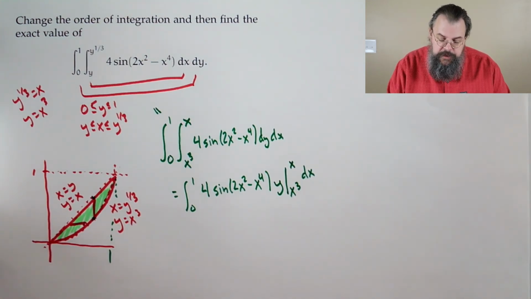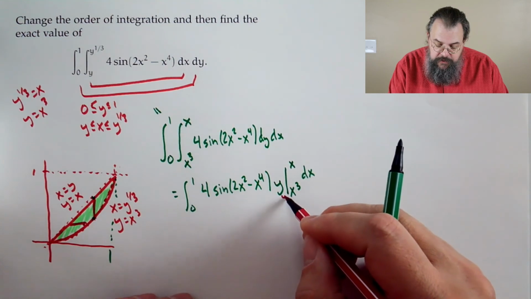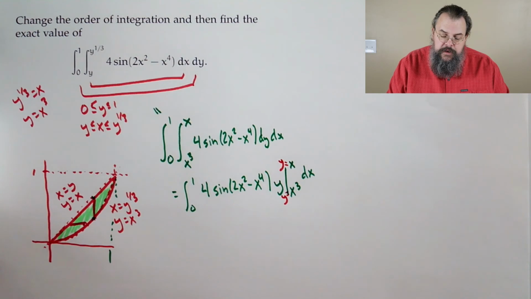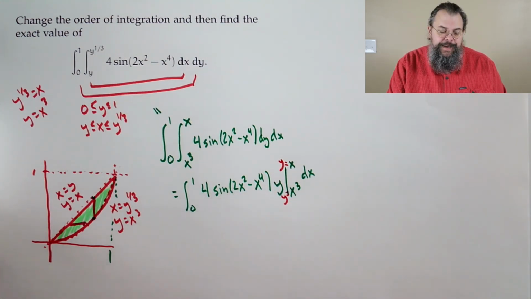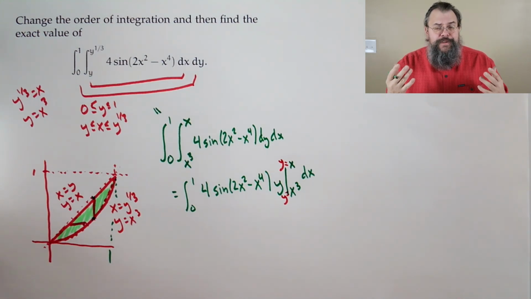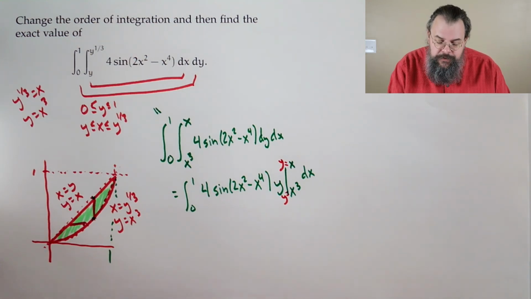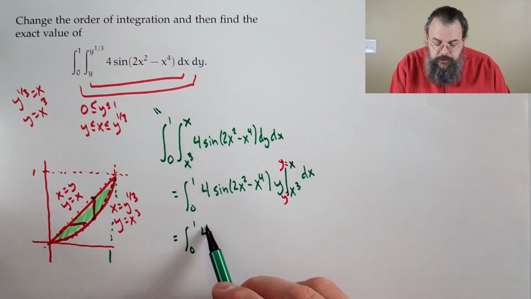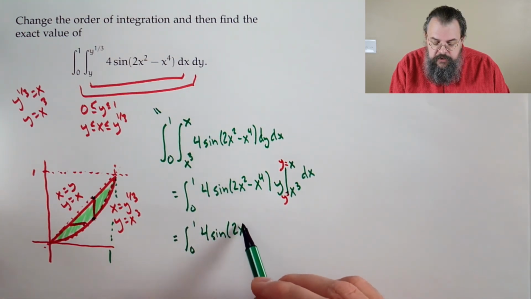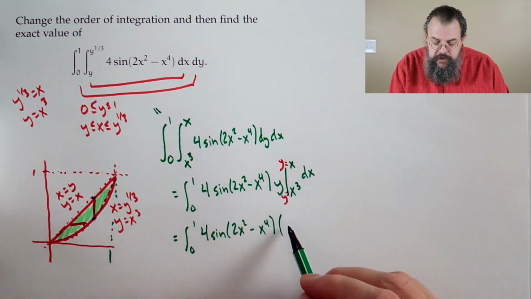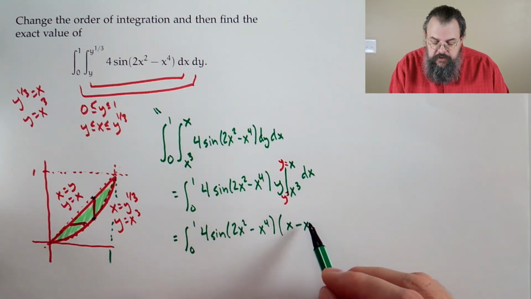I should follow the habit, just so I remember what I'm evaluating: this is y equals x cubed to y equals x. Because you might say, oh, wait, what am I plugging in? With two variables, it's not so hard to keep track of. What if you had 7 variables? It might happen someday, you never know. But that's why it's good to keep track. So this becomes the integral 0 to 1 of sine of 2x squared minus x to the 4th, and when we plug in, we'll get x minus x cubed.